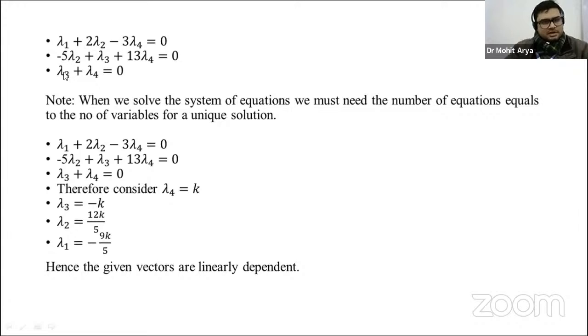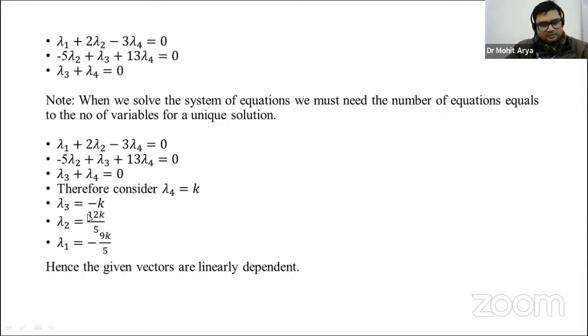If there are 3 equations and the number of variables is 4, then in that case we must consider at least one variable as a free variable. So here we consider lambda 4 equal to k, which is a free variable. Then by using this equation, lambda 3 will be equal to minus k, and with the help of lambda 4 and lambda 3 we will find lambda 2 and then lambda 1. Okay, so these vectors will be linearly dependent because none of the lambda i is equal to 0.